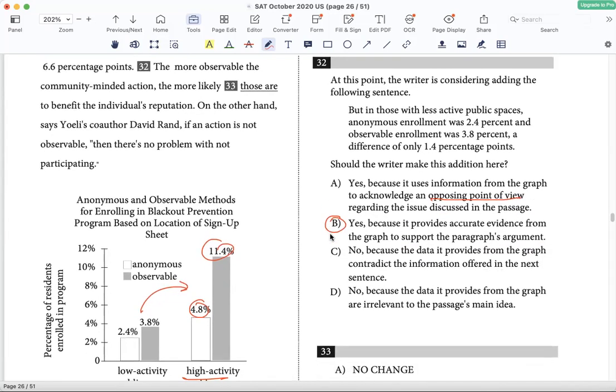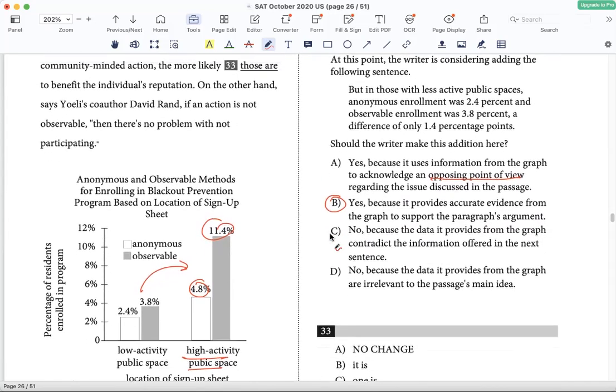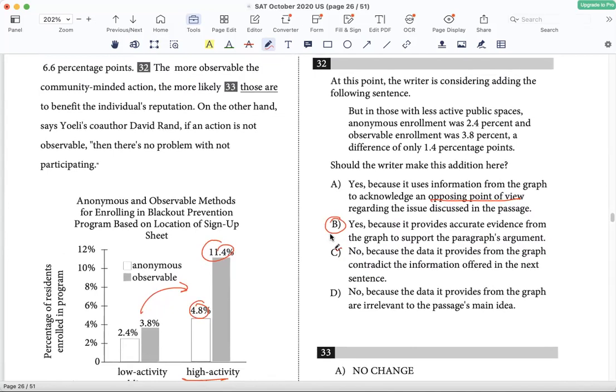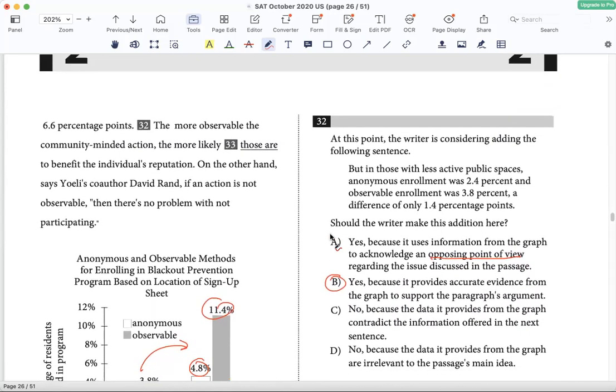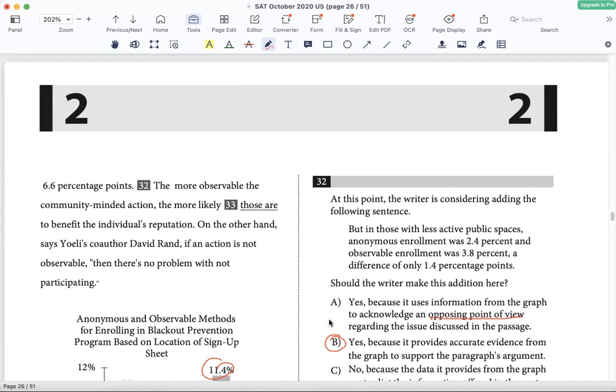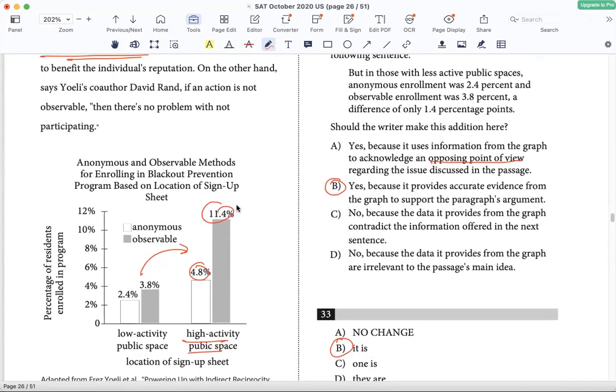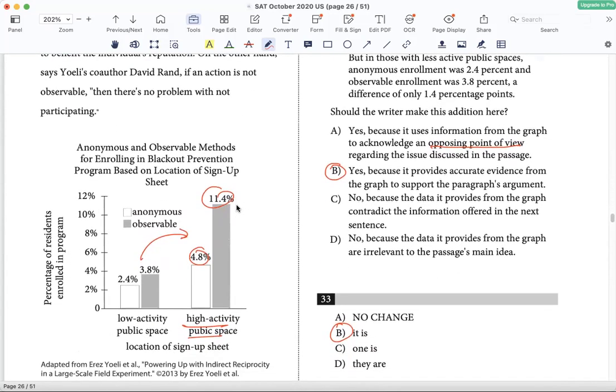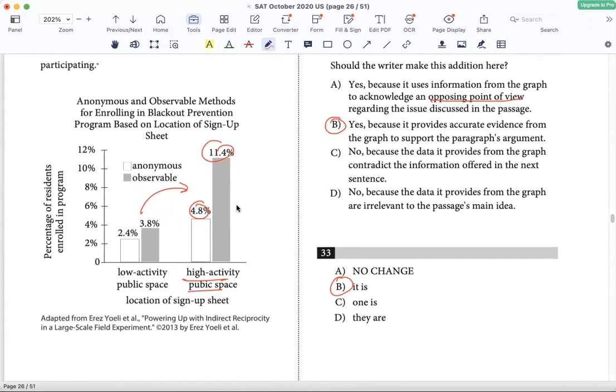The argument being that when it's a high activity public space, then the fact of being noticed, the fact of making a public commitment is more rewarding. The more observable the community-minded action, the more likely it is to benefit the individual's reputation, right? Because here I need to use a pronoun for community-minded action. The more observable that action, the more likely it is to benefit the individual's reputation. On the other hand, says Yoli's co-author, David Rand, if an action is not observable, then there is no problem with not participating.